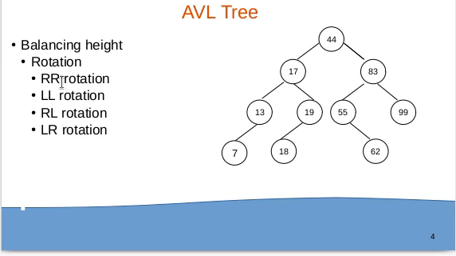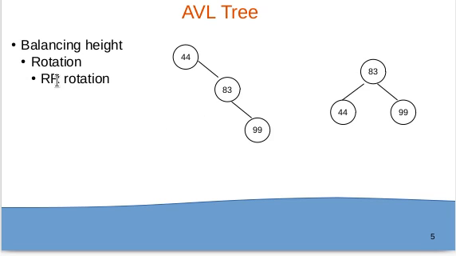There are 4 types of rotation: RR rotation, LL rotation, RL rotation, LR rotation. Now start with RR rotation. Here is a tree. It is a binary search tree, that is 44, 83 and 99. But it is not balanced. The balance factor of 99 is 0. The balance factor of 83 is the height of the left child, 0, minus the height of the right child, 1. So 0 minus 1, the balance factor is minus 1.